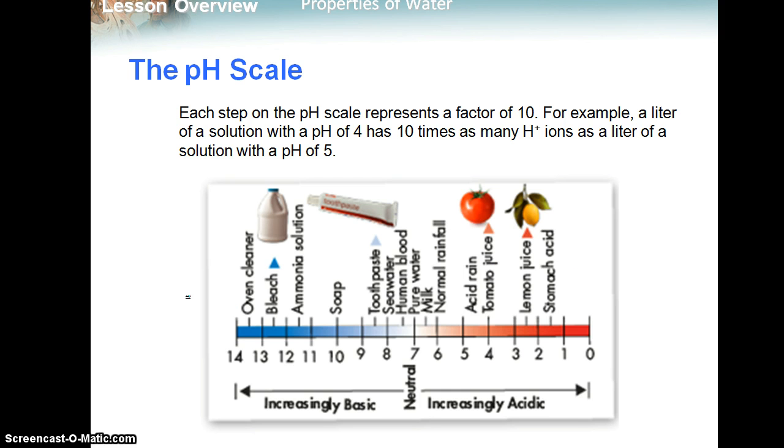So if we measure certain things, we can come up with a pH. Now the difference between each of these numbers is actually, this would be times 10. So something that has an 8 has 10 times as many hydroxide ions as something that has a pH of 7. So we're talking about a scale of 10 when we're talking about pH.